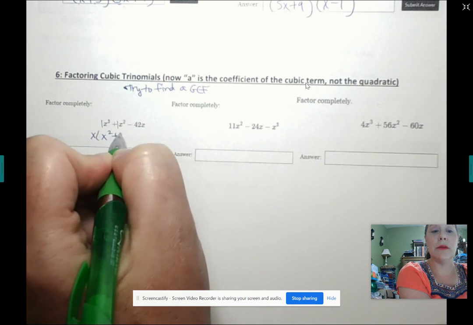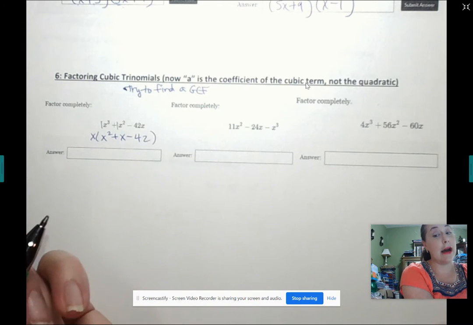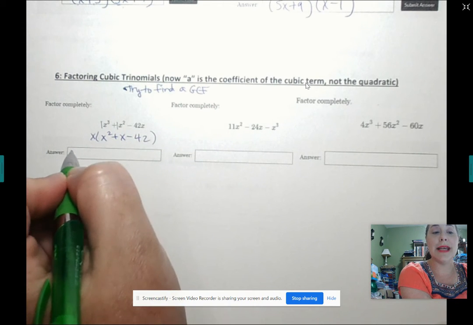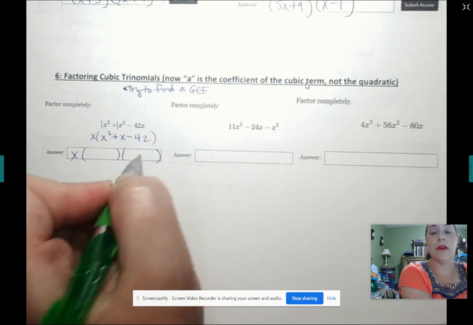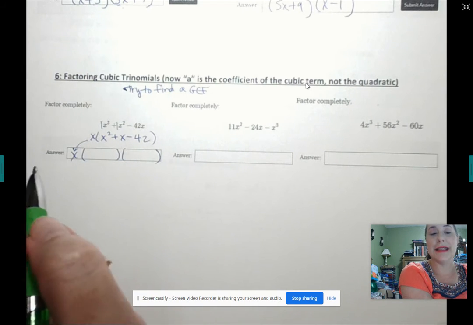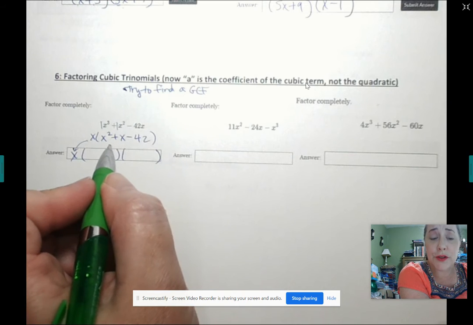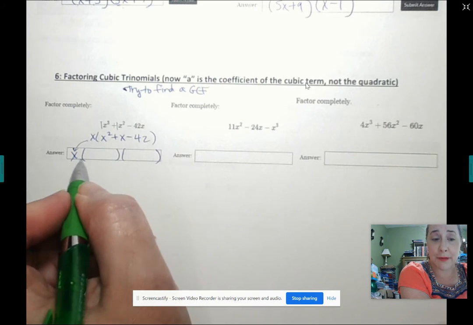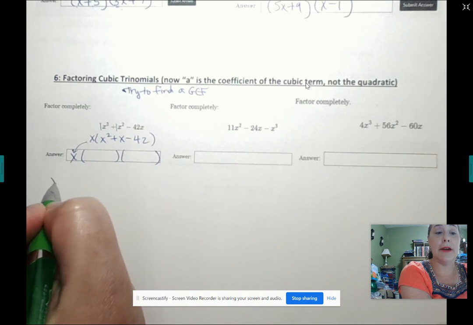And that is going to put us in a position now where we can factor what's left because it's now a quadratic. We can't forget about this x. So when we get our two parentheses worth of factors, don't forget that the x that you took out at the very beginning still needs to be present in your answer. Okay, it's important. So I'm going to go ahead and put the x at the front of my two parentheses that I know I'm going to have, and now I'm going to work on this down here at the bottom.